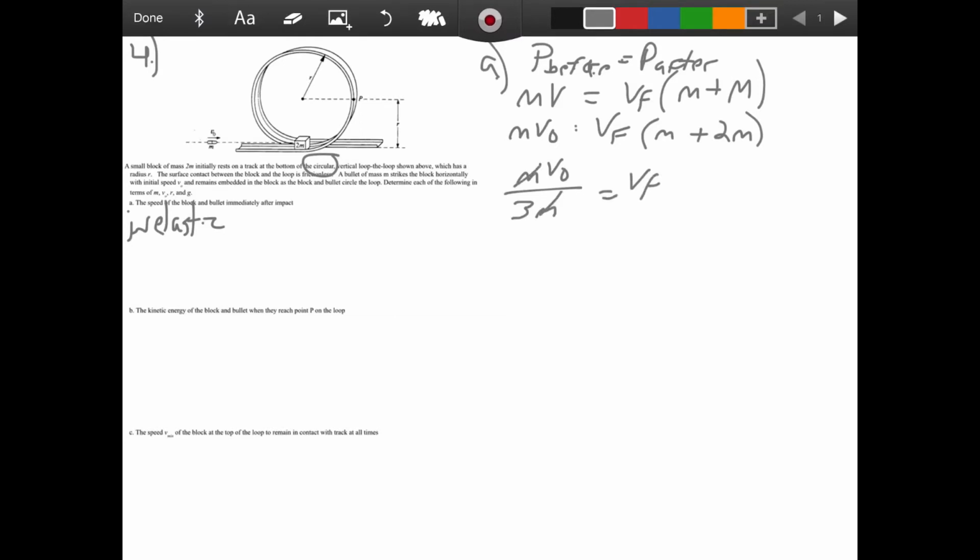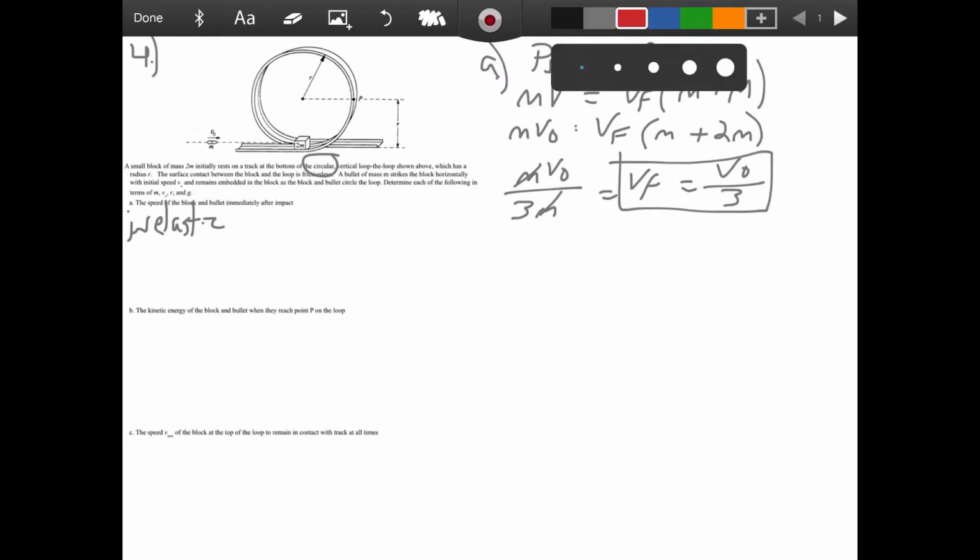So for our speed, we should get m times v naught over 3m equals vf. We can cancel these m's. So we should get vf equals v naught over 3. And there's part A. Now let's go on to part B.